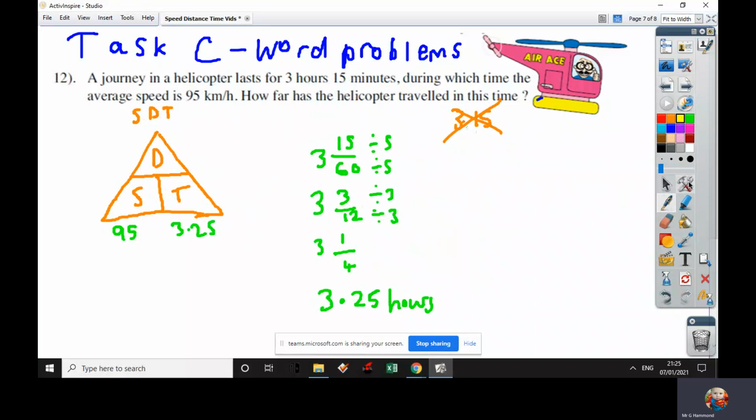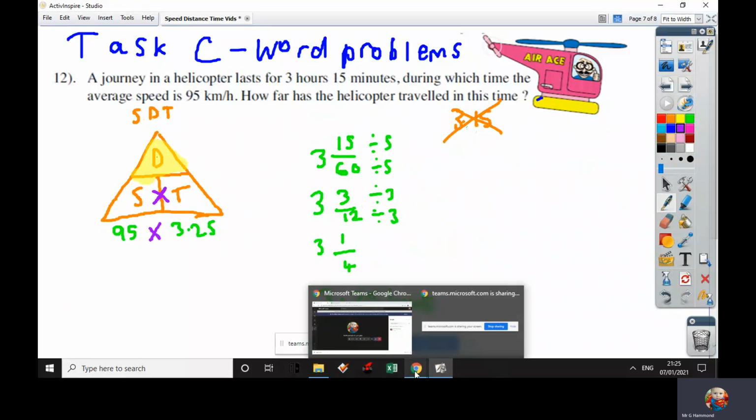The thing that you're trying to find is what you cover up. So you cover up the distance, because we're trying to find the distance, and what you see left is what you've got to do. If it's the bottom two things that are left, you remember that those ones are multiplied together. So we're going to have to do 95 times 3.25.